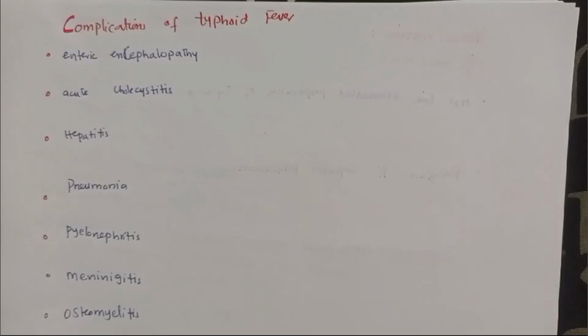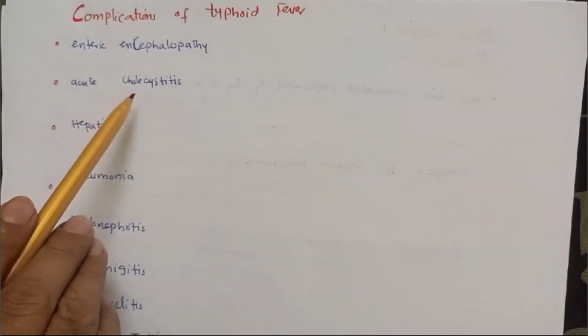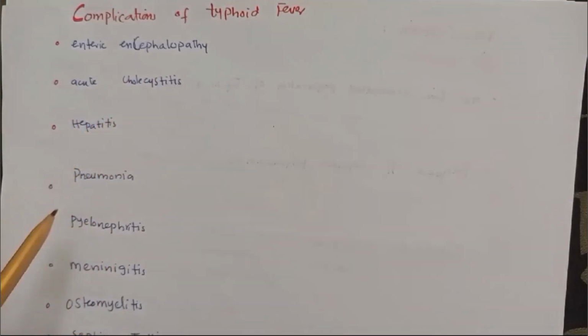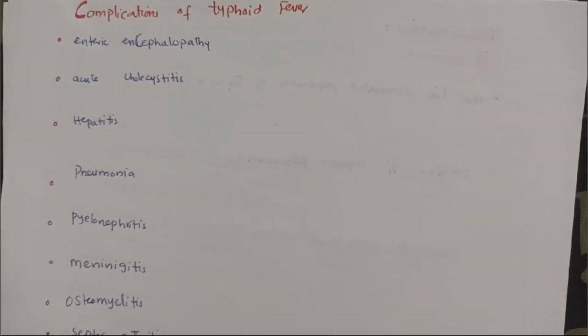Now we will discuss the complications of typhoid fever. It is enteric encephalopathy. Typhoid fever also causes acute cholecystitis, hepatitis, pneumonia, pyelonephritis, meningitis, osteomyelitis, septic arthritis, and bone marrow suppression.